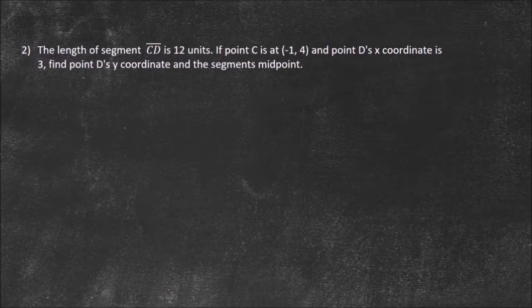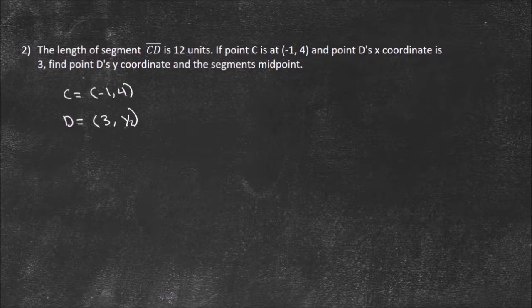So if point C is at -1, 4, point D's x coordinate is at 3, so I know I have C equals -1, 4. I know that D equals 3, comma y. I don't know what that is. I'm going to say y2. We'll make that the second coordinate. And I want to find point D's y coordinate, so I want to find that. Okay. And I want to find the segment's midpoint.